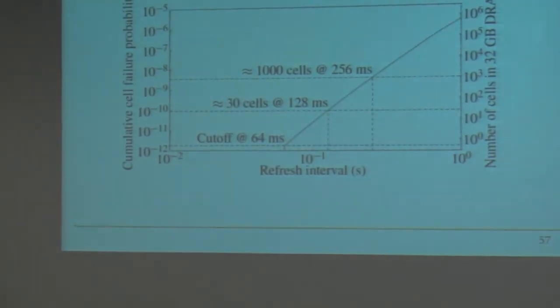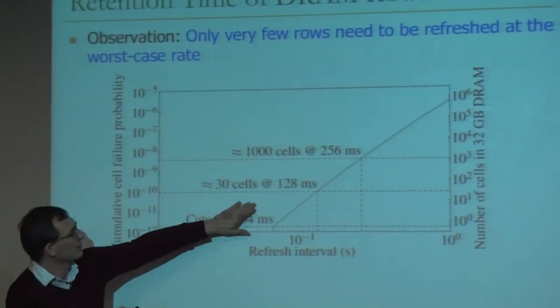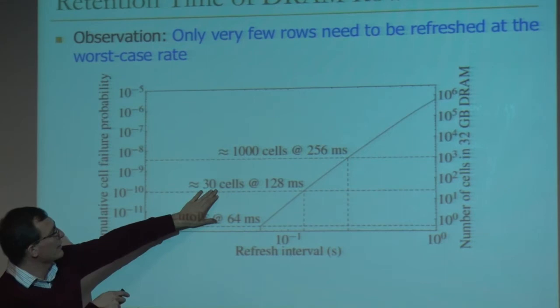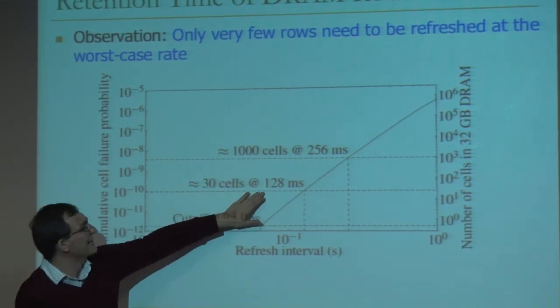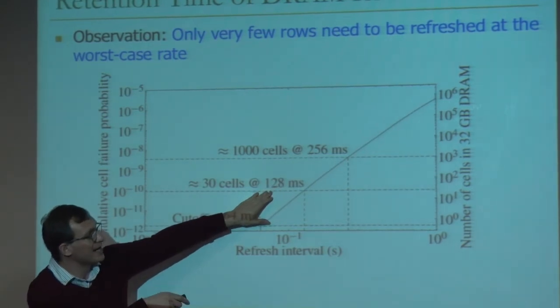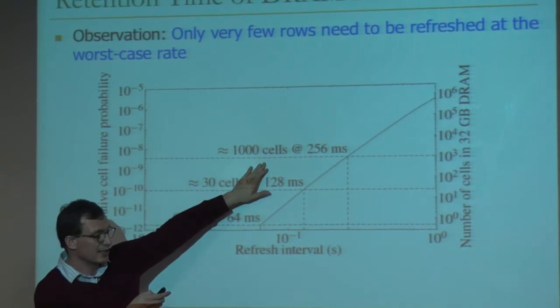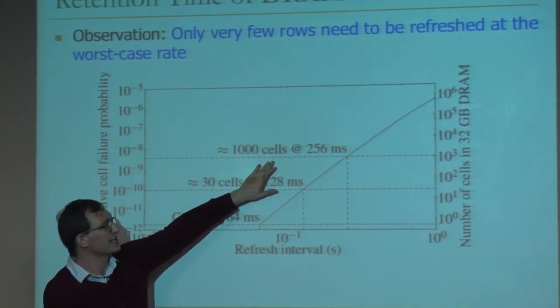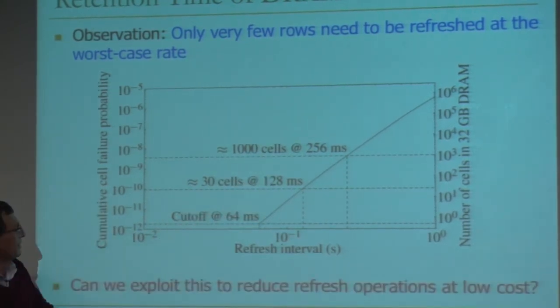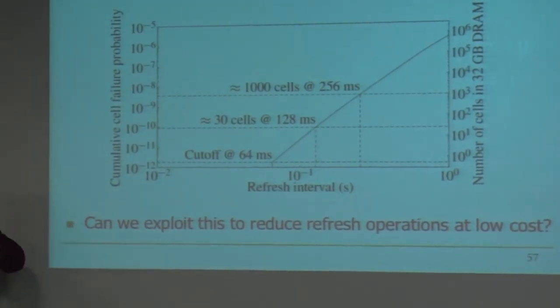Basically, the observation is that only very few rows need to be refreshed at the worst case rate. If you look at this, there are only about 30 rows that need to be refreshed more frequently than 128 milliseconds in a 32 gigabyte DRAM, and only about 1,000 rows that need to be refreshed more frequently than every 256 milliseconds. If we figure this out, can we exploit this to reduce refresh operations at low cost?